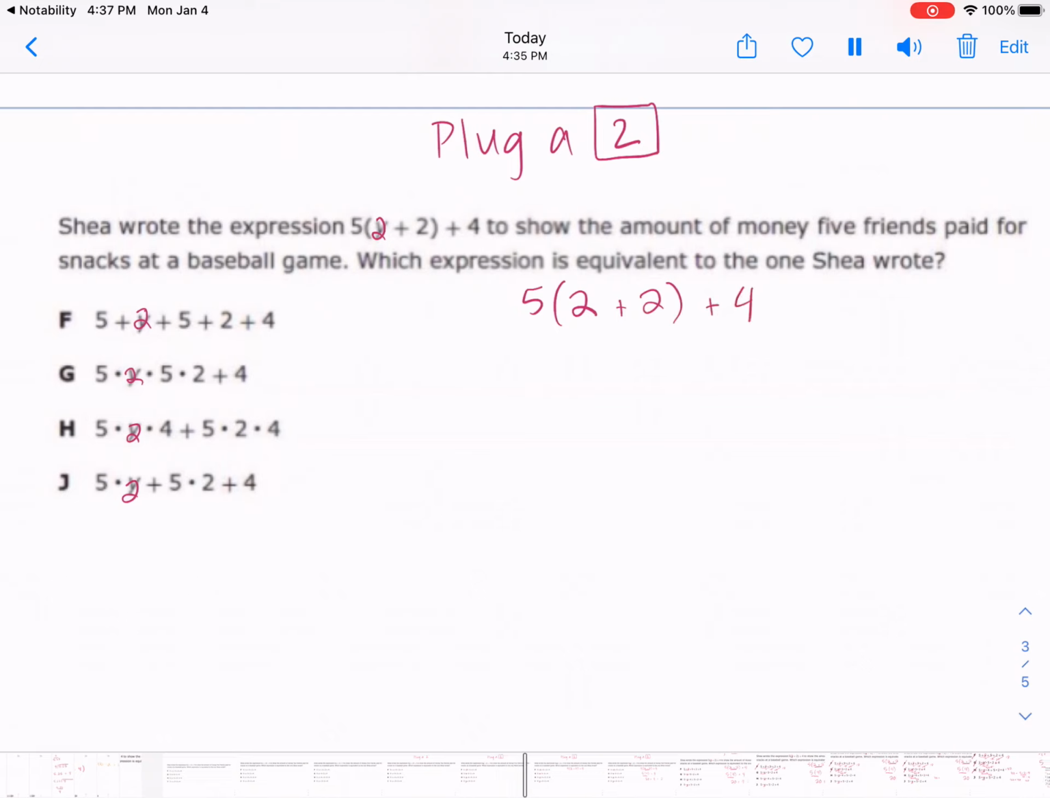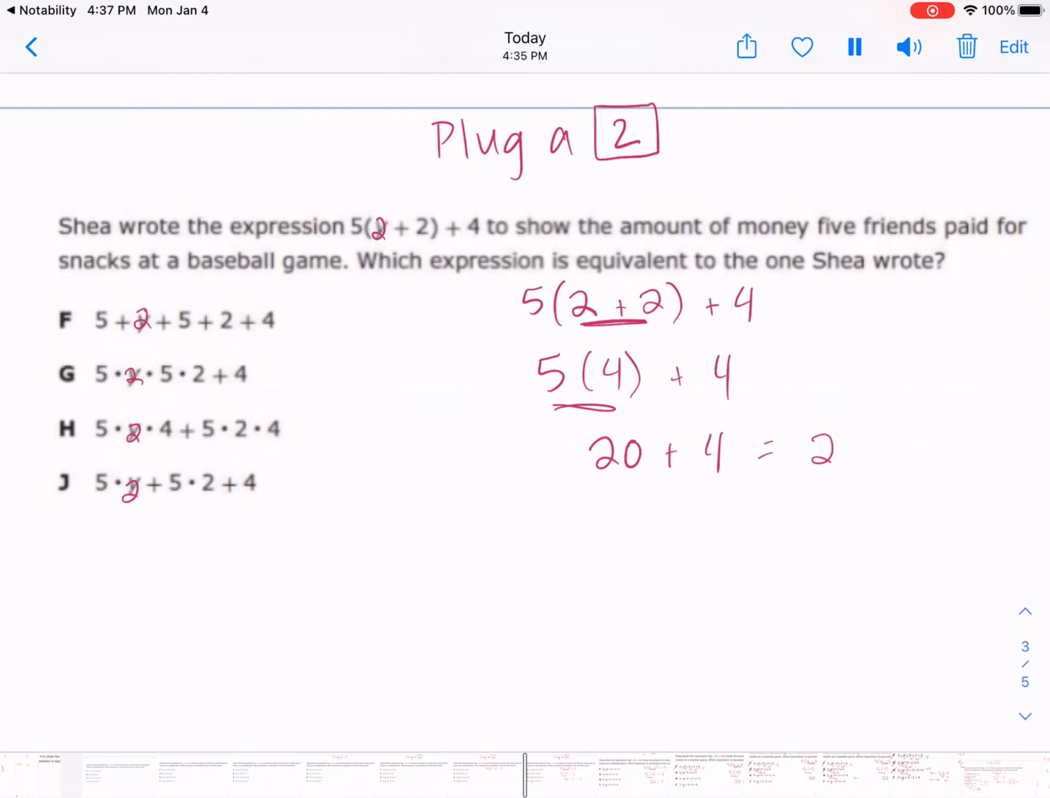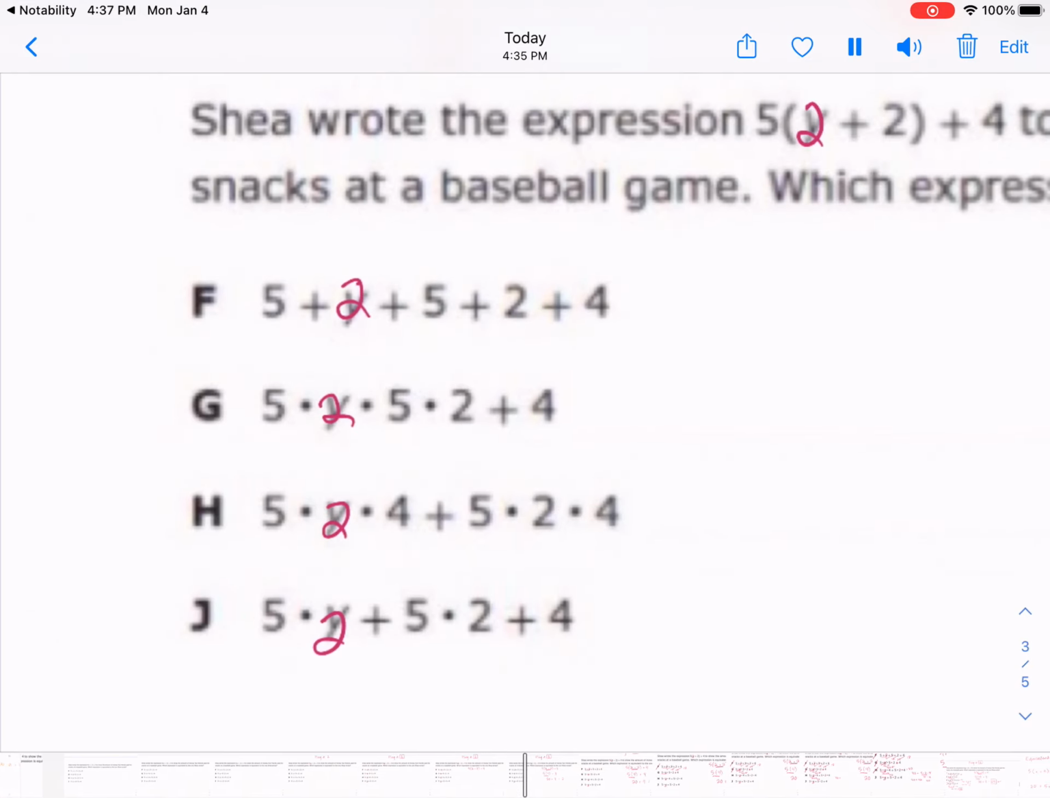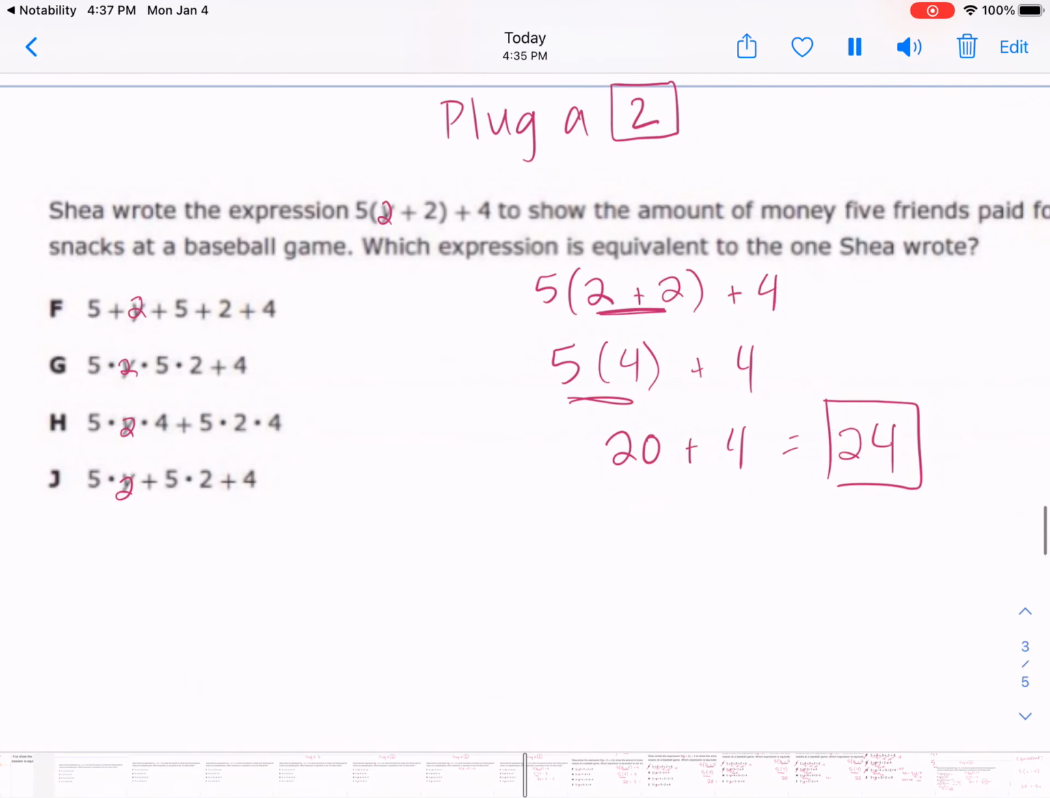Okay? I could distribute my 5, or I could do GEMDAS, and I know that I need to do anything that's grouped together first. That's the G in GEMDAS. So that means 5 times 4, because 2 plus 2 is 4, plus 4. Then I have to do any multiplication or division first. 5 times 4 is 20, plus 4 equals 24. So since I plugged in a 2 in all my answer choices, I need to solve and see if I get 24 for any of my answers.